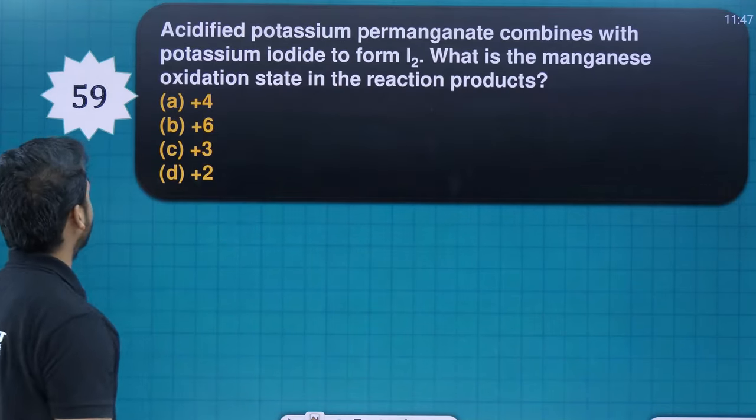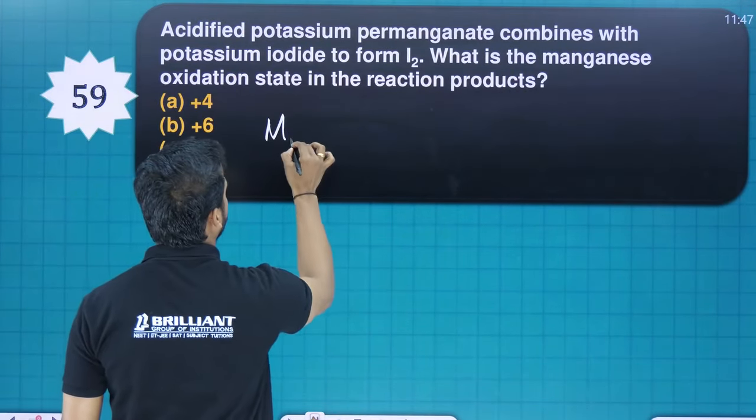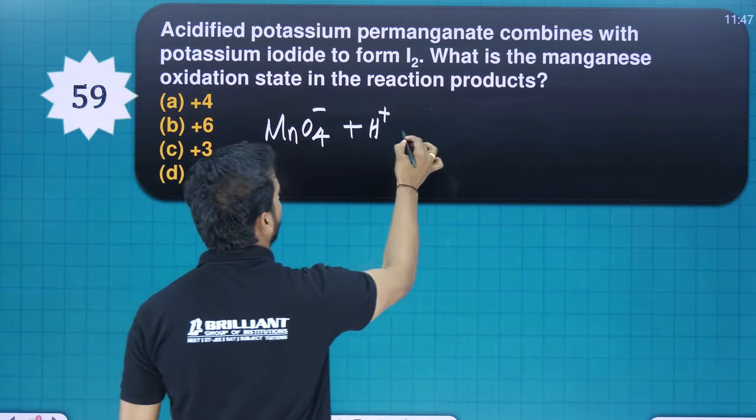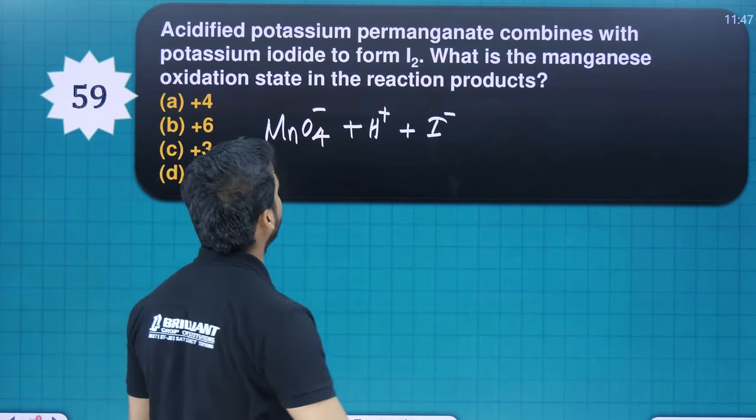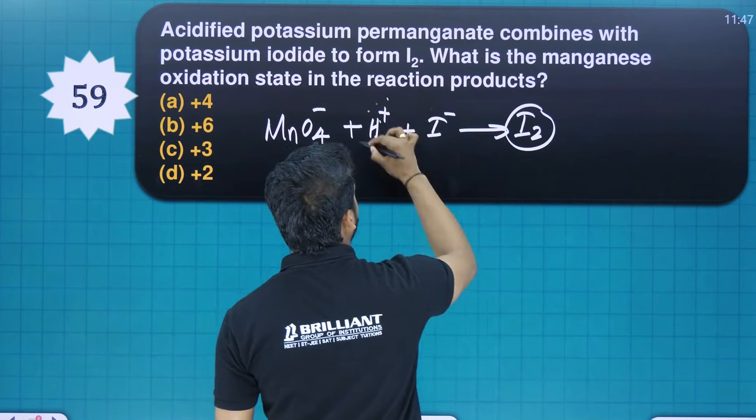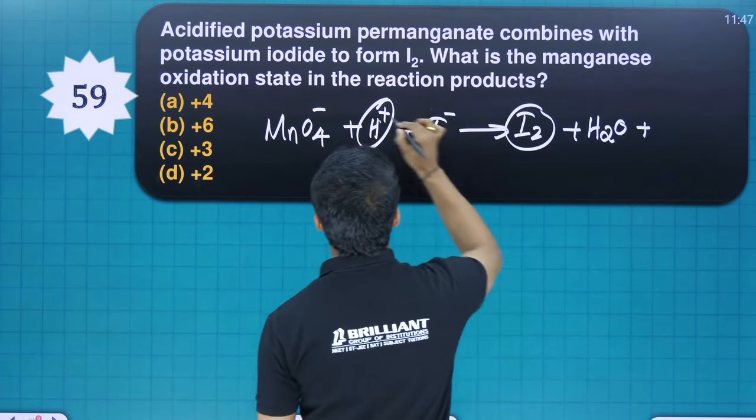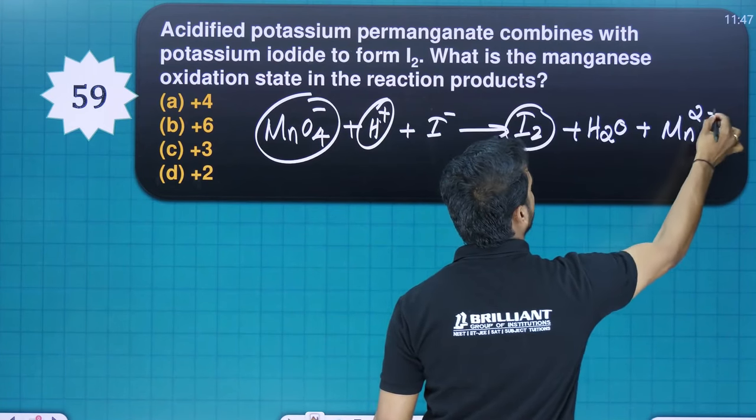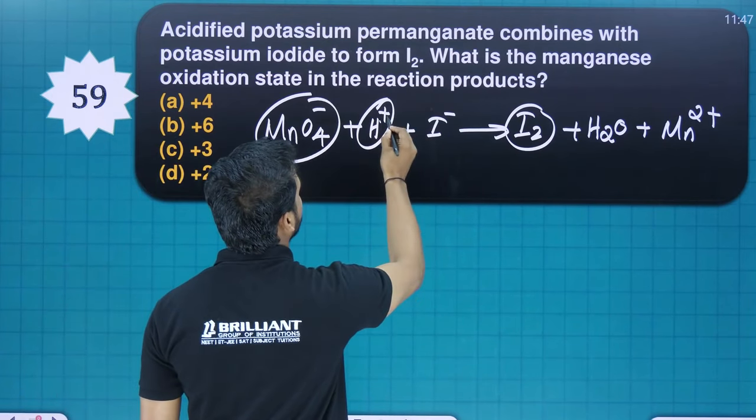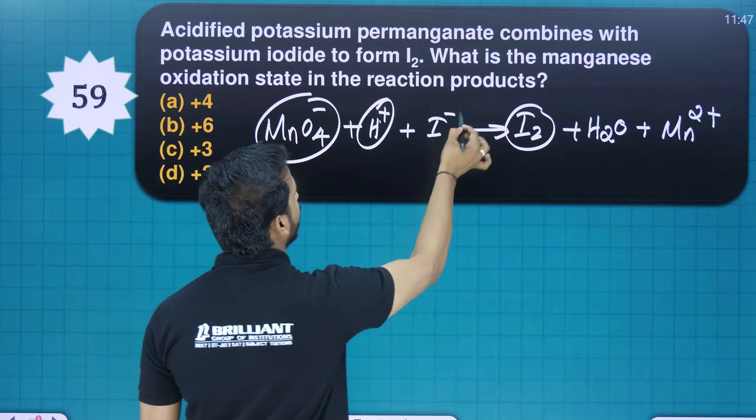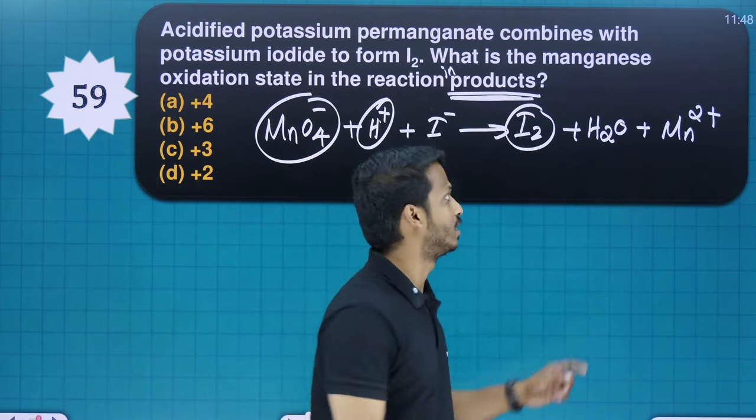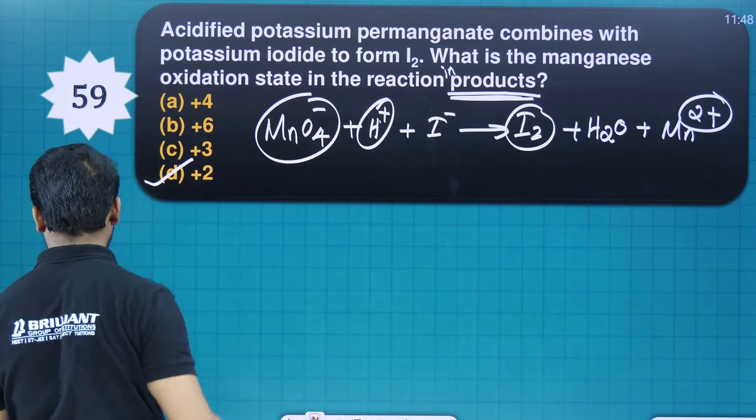So we can say the formation of ferric ion. Next, acidified potassium permanganate. What is potassium permanganate? MnO4 minus. Acidified means H plus. Combine with potassium iodide. Potassium iodide contains iodide, right? Iodide forms I2. I minus is converted to I2, H plus is converted to H2O, and MnO4 minus is converted to Mn2 plus. What is the oxidation state of manganese in the product? Mn2 plus, so 2 plus is the oxidation state.